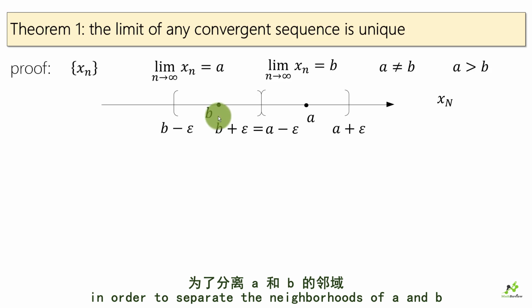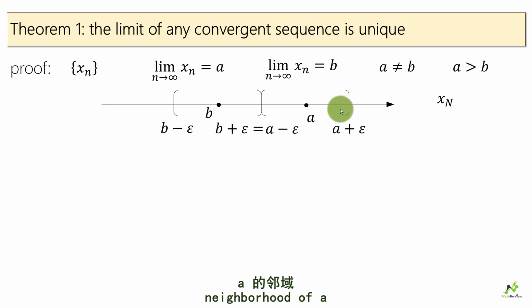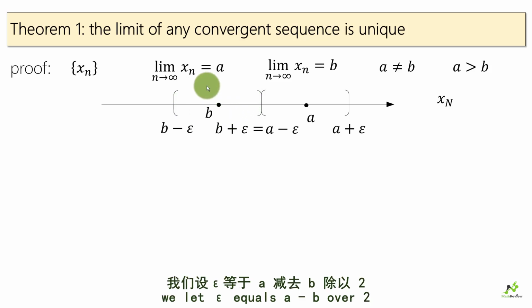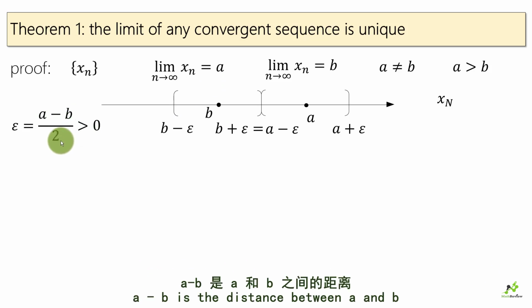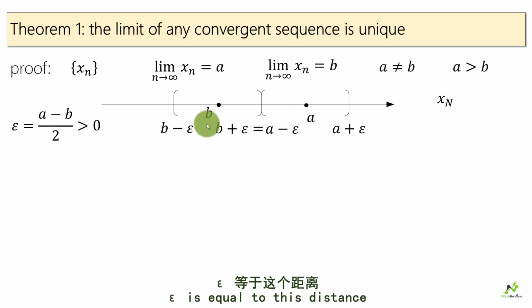In order to separate the neighborhoods of a and b, we call this interval the neighborhood of a, and this the neighborhood of b. We let epsilon be equal to (a minus b) over 2. A minus b is the distance between a and b, from here to here. Epsilon is equal to this distance.